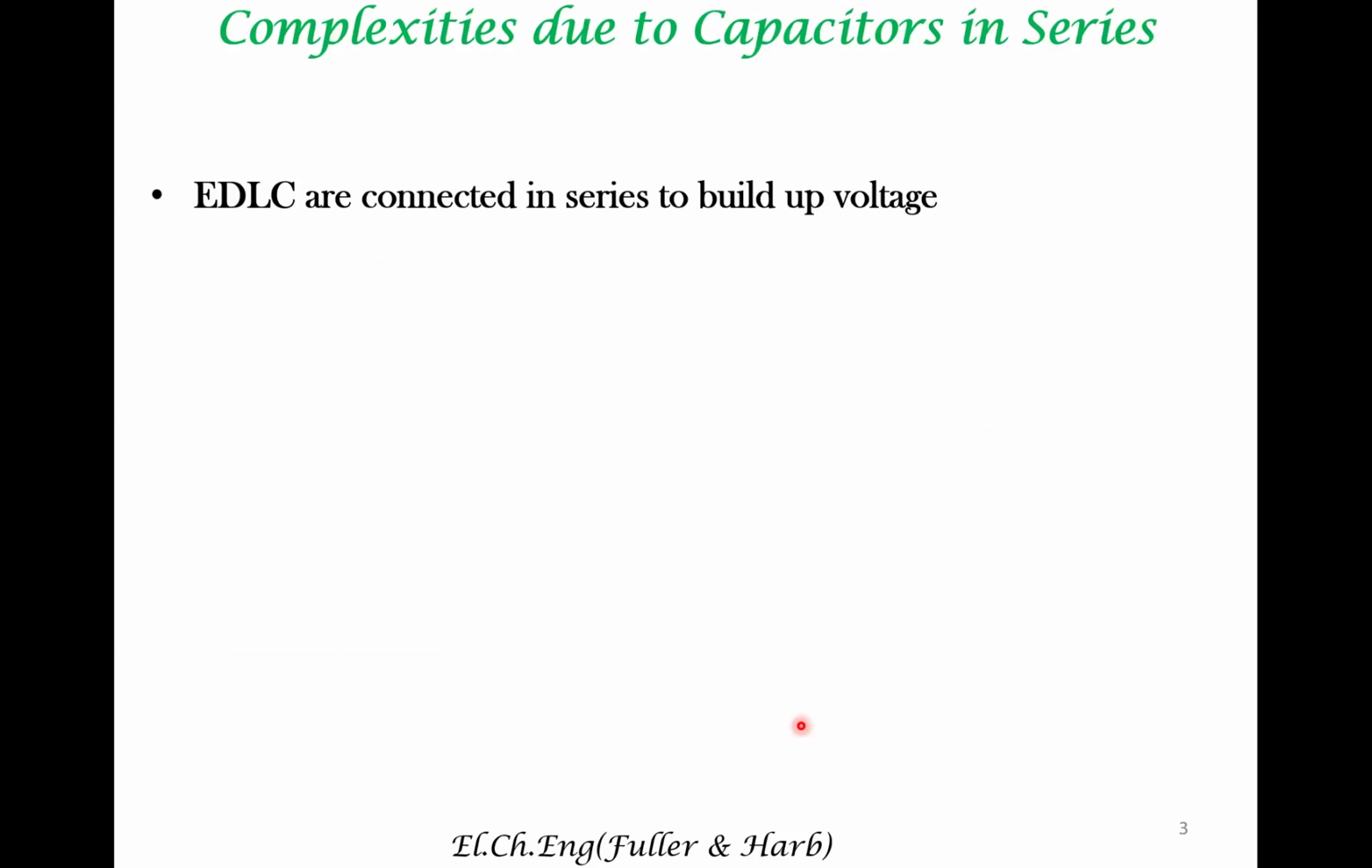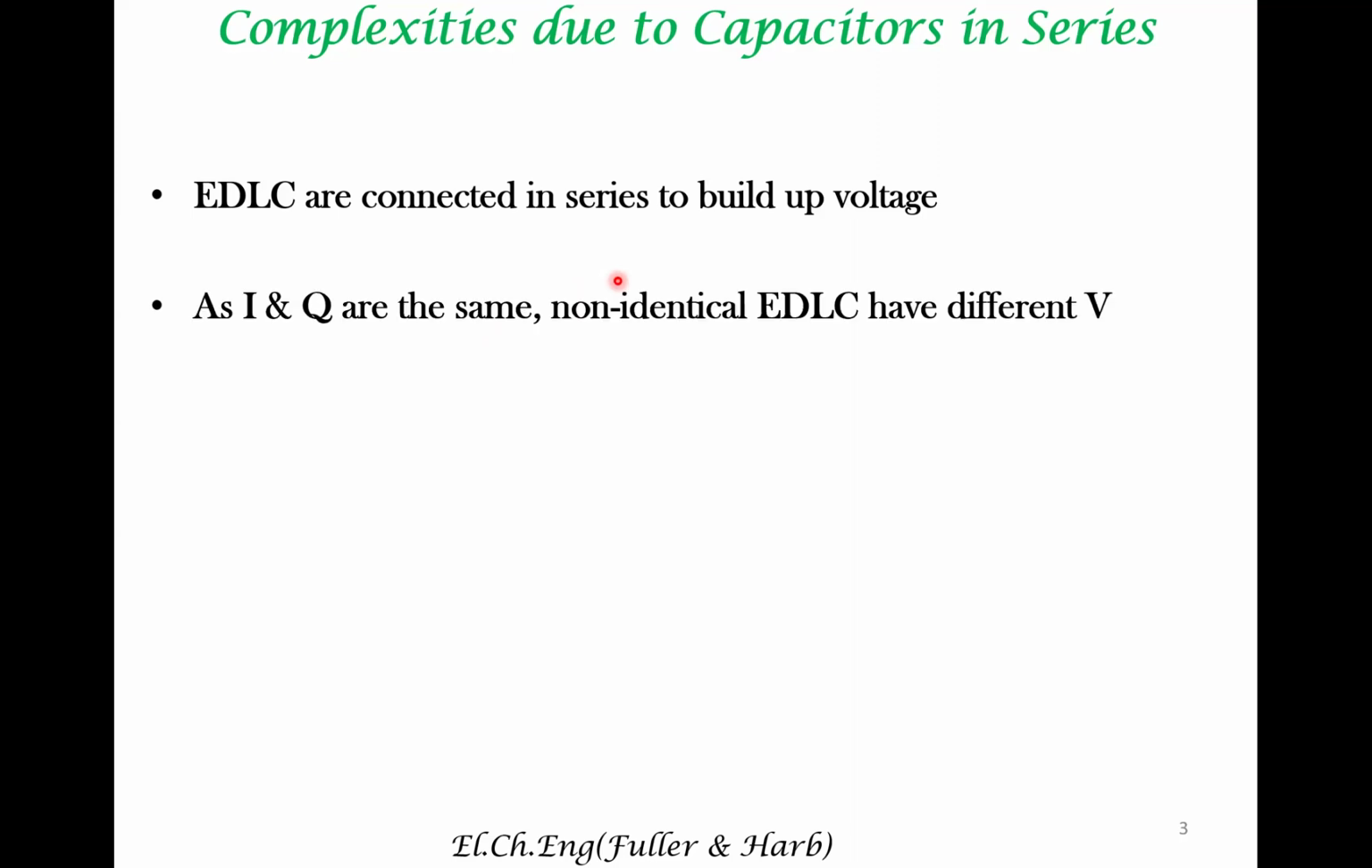So often the capacitors are arranged in series because the voltage that can be obtained from a single capacitor is quite less. Therefore, you want to connect them in series to build up the voltage. This introduces certain complications. Because the charge stored in capacitors that are connected in series is the same, the discharge rate or the current is also the same across these capacitors connected in series.